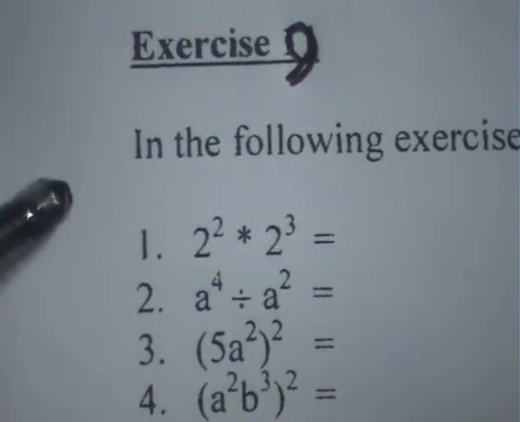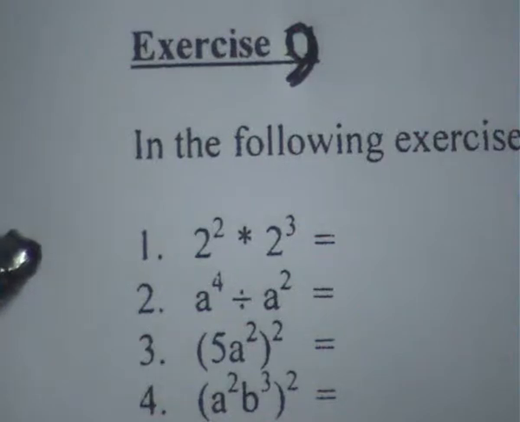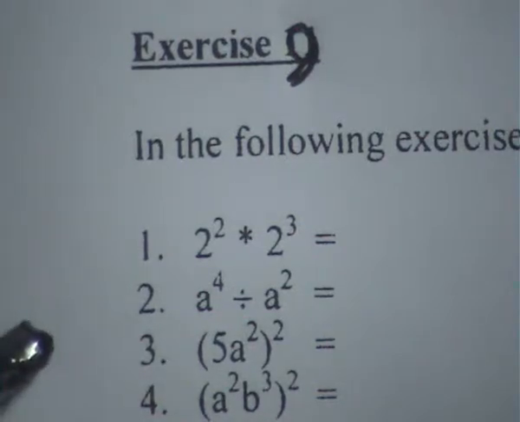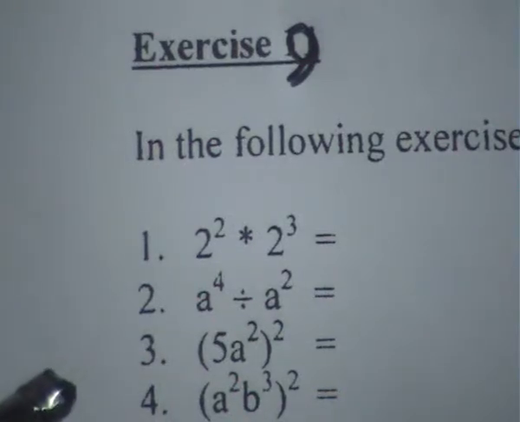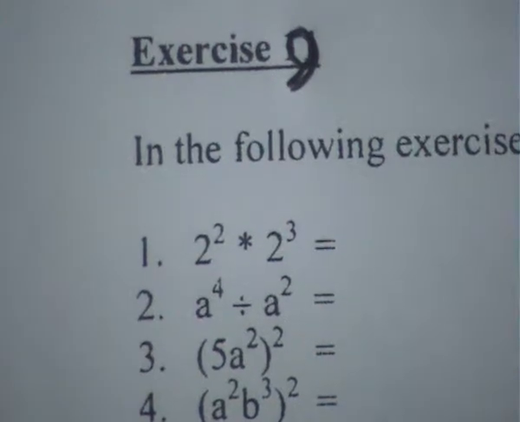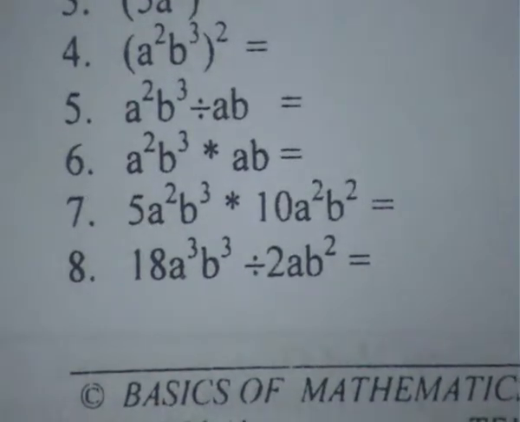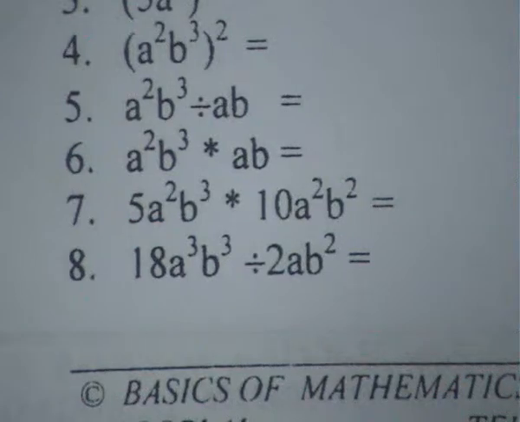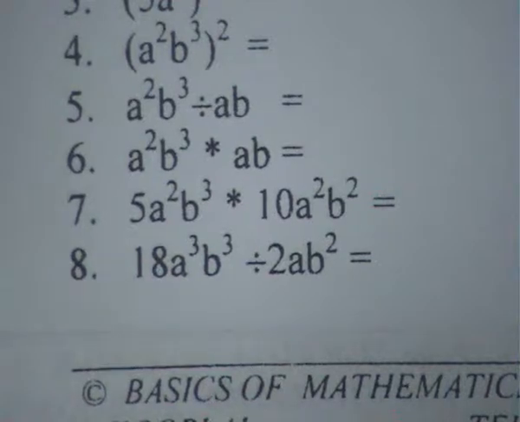Right, number 1 is 2 squared times 2 cubed. Number 2, a to the 4 divided by a squared. Number 3, open bracket, 5a squared, close bracket to the index 2. Number 4, open bracket, a squared b cubed, close bracket all squared. Number 5, a squared b cubed divided by ab.